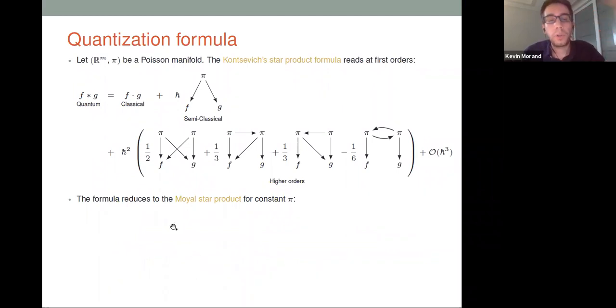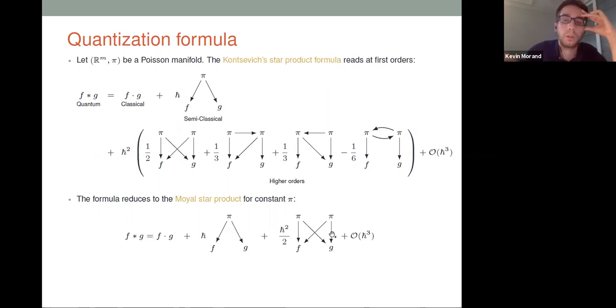Okay, another property is the fact that this formula reduces to the Moyal star product for constant pi. So if pi is constant, in particular for a symplectic manifold, we can use Darboux coordinates so that locally we have a constant Poisson bivector. And so any graph such that there is an incoming arrow on a Poisson bivector just cancels. And then we will just end up with the Moyal star product.